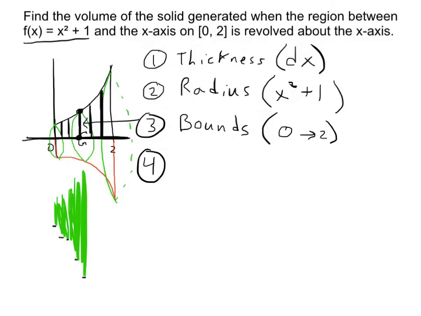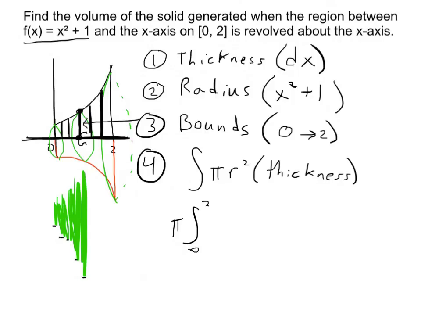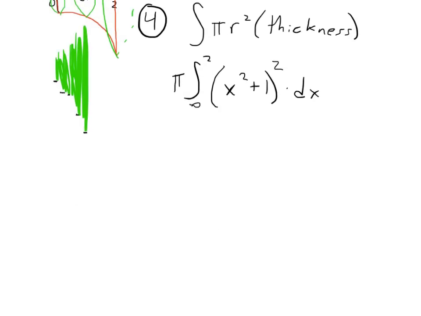Step 4 is to set up the integral. The integral for these things is always simply going to be the integral of pi r squared times your thickness. That's always how the disk method works. The pi is a constant, so I can always pull that out. So I'm going to have pi times the integral from 0 to 2 of the radius, x squared plus 1, squared, because it's pi r squared for the area of a circle, times the thickness, which is dx. And now all I need to do is evaluate that integral to find out what the volume of this trumpet horn shape thing is.